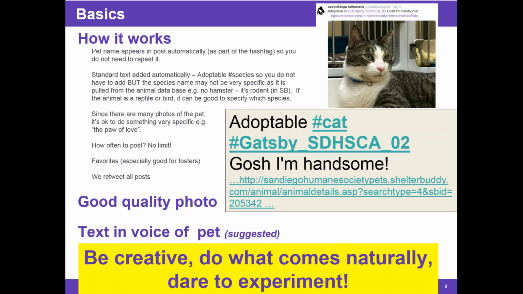The biggest thing I would say is that you want to pick your best photos. It's pretty easy to take a good photo with camera phones now, but one little thing is that it's better to not take a picture through the glass. If you're socializing with the animal, pictures through the glass sometimes turn out okay, but you can always tell that they're through the glass, and it's a little less personal that way. Otherwise, be creative and just do what comes naturally.